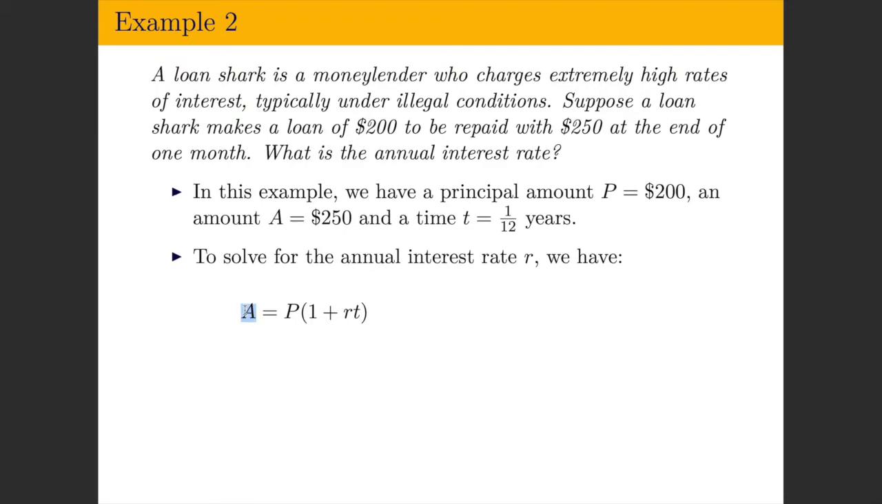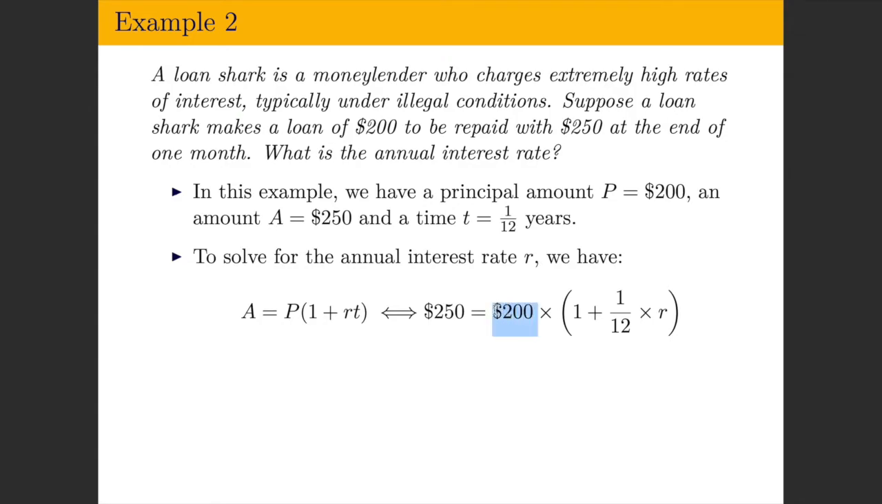Now here we're going to replace all our known variables in this equation. We know A is 250, we know P is 200, and we know T is 1/12. So we replace those all in the next part of the question: 250, 200, and here we've got our T, 1/12, times R. From here it becomes a matter of solving for R. This is where the financial mathematics ends and the algebra begins, the fun of the algebra.